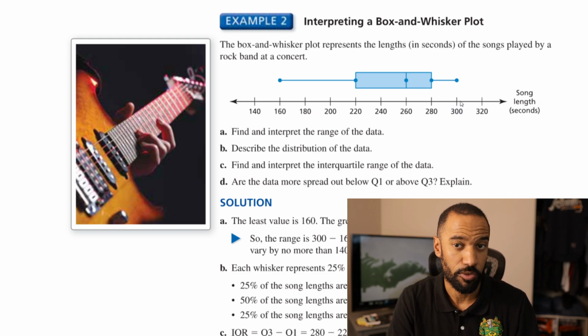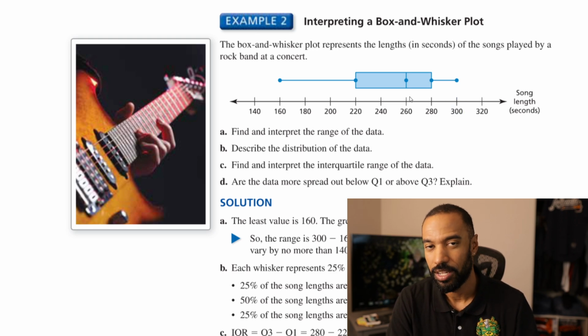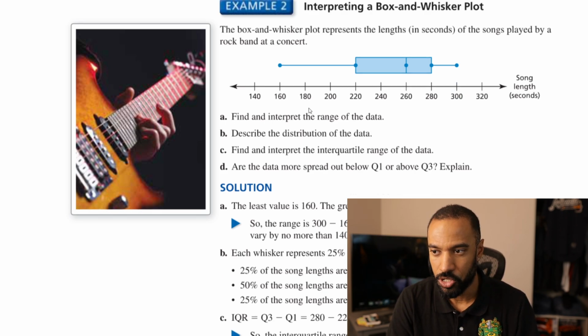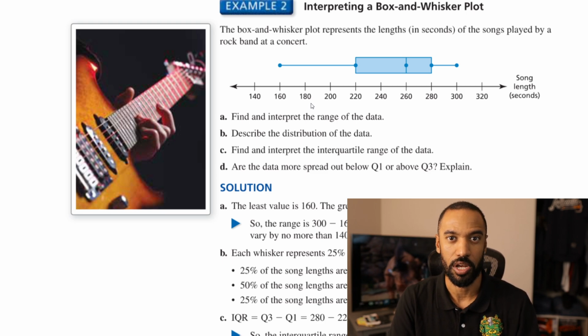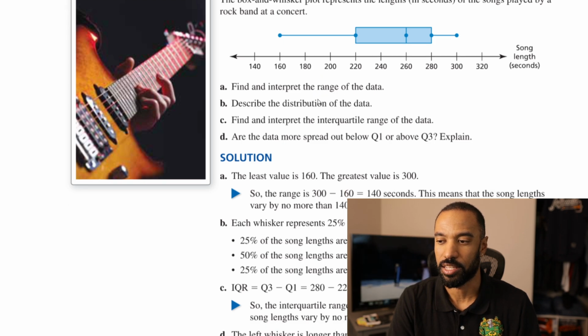160 seconds is 2 minutes, 40 seconds. 300 seconds is 5 minutes, just so you know. The range is the difference. I'm going to kind of answer it for them first. It's the difference between their shortest song and longest song. How many seconds is that?